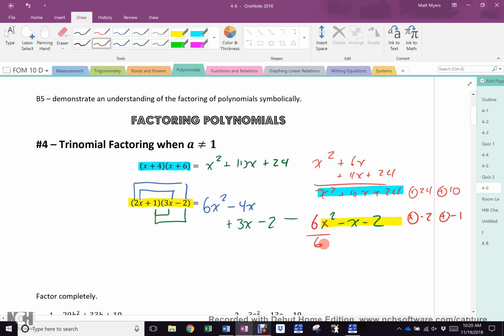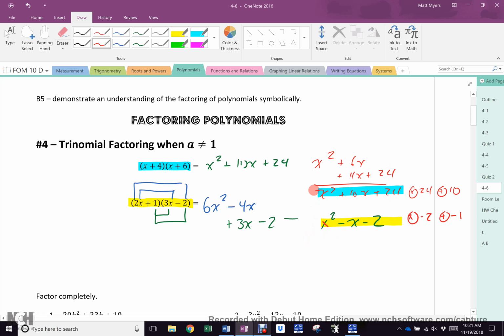I could divide by 6. The reason I can't do that all the way across is because 6, 1, and 2 do not share a factor of 6, do they? Right. So I can't GCF this. But I know what to do if there's no leading coefficient, right? I needed to multiply up to 24, right?